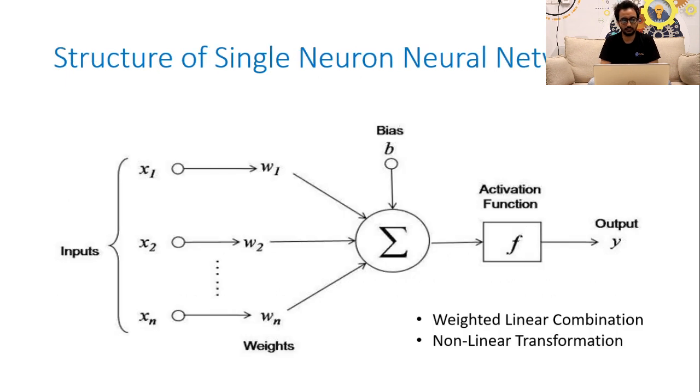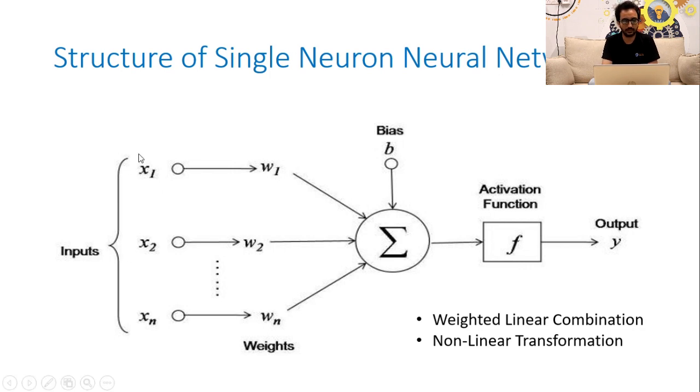Now let us move a little deeper into this neural network problem. We'll introduce the structure of a neural network. A neural network consists of neurons or individual cells, which is basically a combination of two mathematical operations. First is the weighted linear combination, and the second one is the nonlinear transformation.